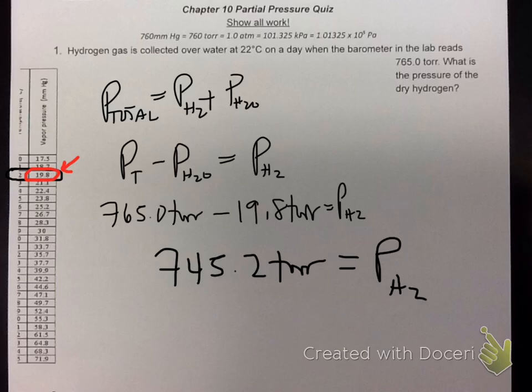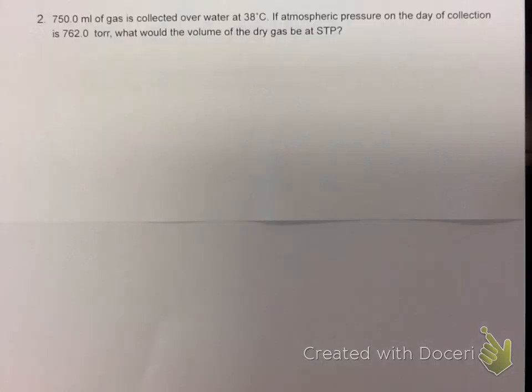But this is addition and subtraction, and so the rule is decimal places, places behind the decimal. So we're in the tenths place in both of these, so we can actually keep the whole thing. We so often default to the rule for multiplication and division because it's what we use most. But this one would actually use the rule for addition and subtraction. So 745.24 is the pressure of the dry hydrogen gas. Questions, comments, concerns?